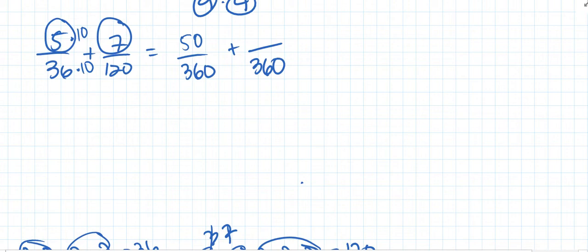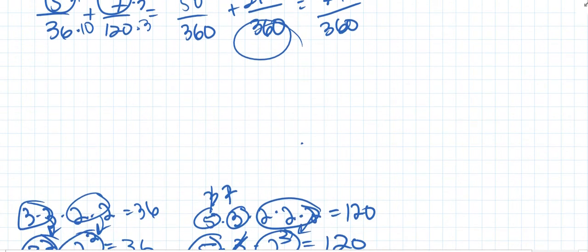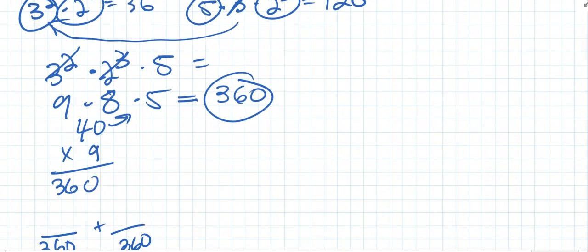120 and 360, to get that, we must multiply by 3. So it'd be 7 times 3, 21. Combine these two, you get 71 over 360. And that is why prime factorization is infinitely useful. Okay? Now, let's continue over here.